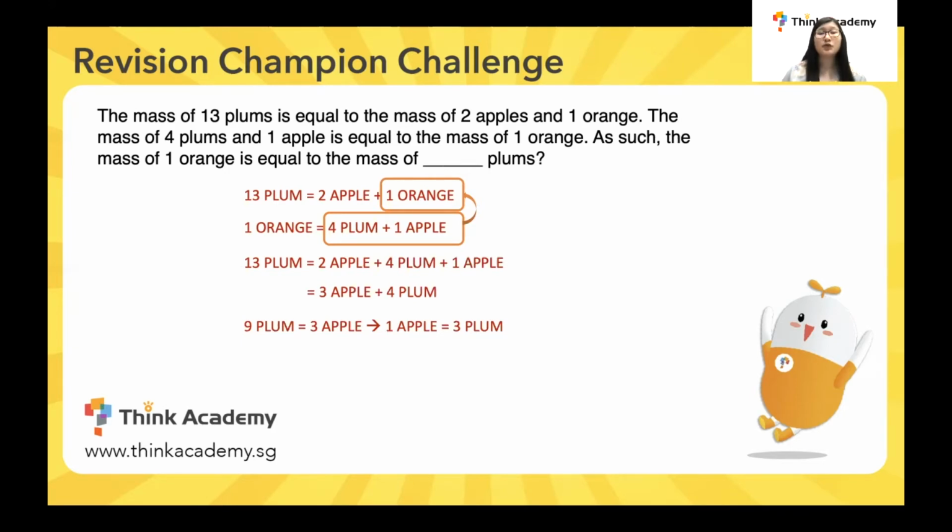So now that we know what 1 apple is, let's have a look at our second line, which says 1 orange is 4 plums plus 1 apple. We can substitute this 1 apple with 3 plums to get 1 orange is equal to 4 plums plus 3 plums, or a total of 7 plums. And so the mass of 1 orange is equal to the mass of 7 plums.